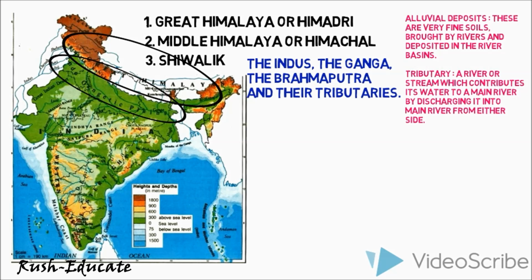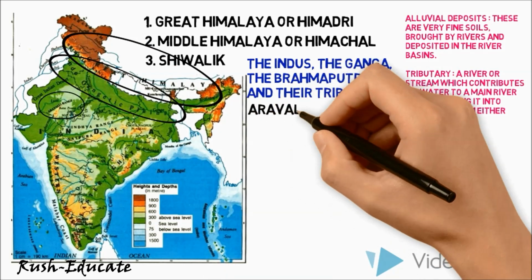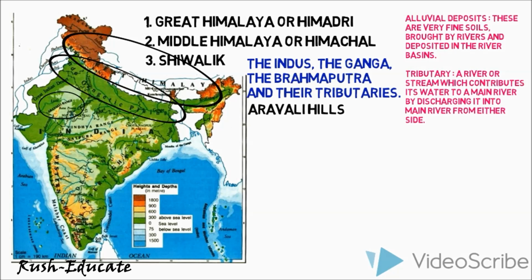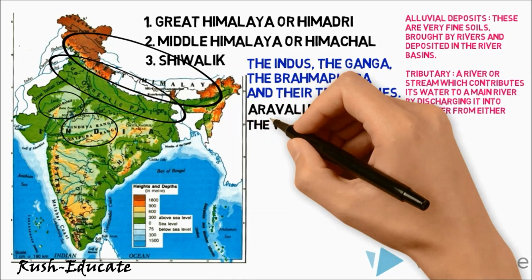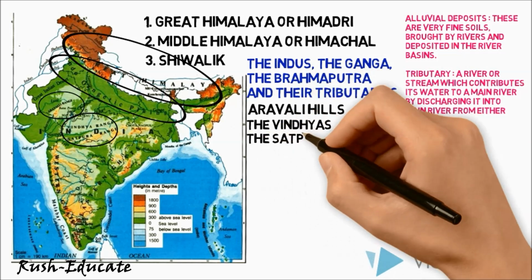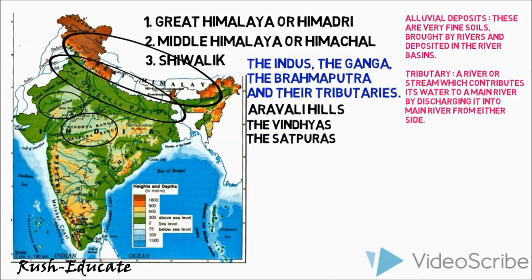To the south of northern plains lies the Peninsular Plateau. It is triangular in shape. The relief is highly uneven. This is a region with numerous hill ranges and valleys. Aravalli Hills, one of the oldest ranges of the world, border it on the northwest side. The Vindhya and the Satpura are the important ranges. The rivers Narmada and Tapi flow through these ranges.